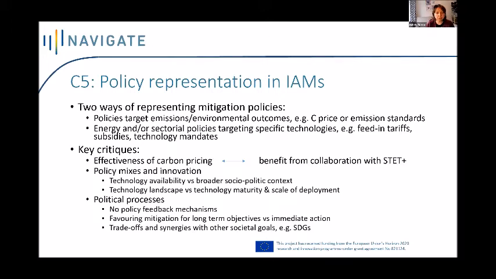And finally, political processes. The critiques relate to no policy feedback mechanism included in IAMs, or favoring mitigation for long-term objectives versus immediate action, or ignoring other societal goals. But whilst in the last one there has been quite a lot of progress in the IAM research, more is needed to understand how to model these political processes better.